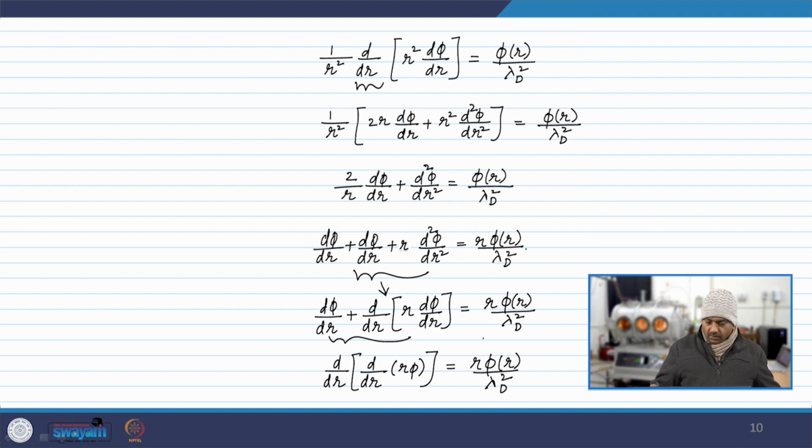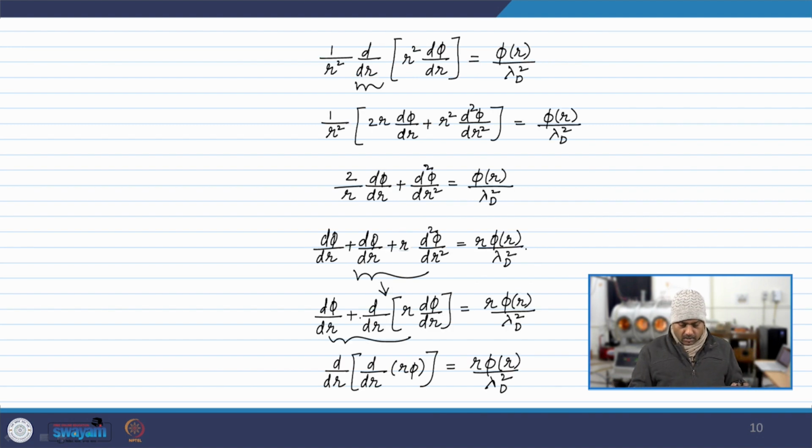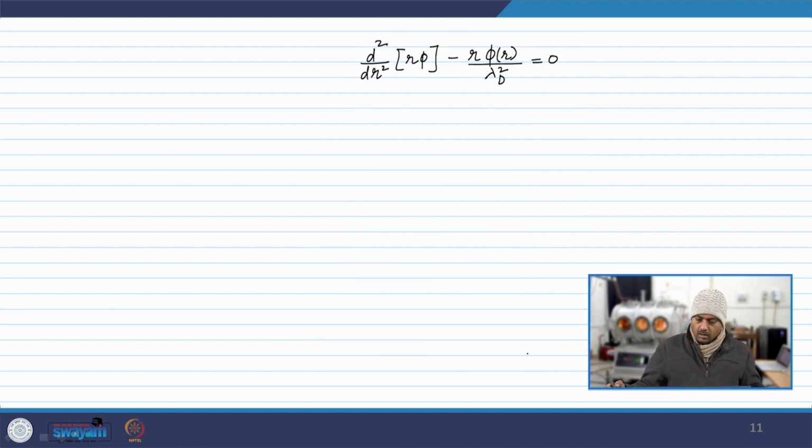Okay. Now, essentially all of this, now I can rewrite it as d²/dr² of rφ minus rφ(r) by λ_D² is 0. Go back and see, d²/dr² of rφ minus all of this is equal to 0, right? Now, at this point, let rφ be equal to x. We are changing the variables. Now, we can write our equation as, because we have rφ.